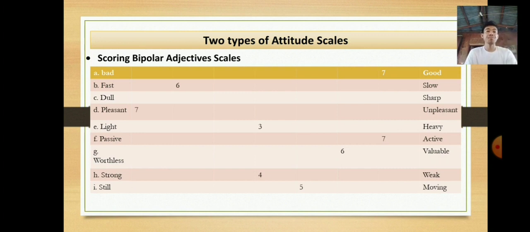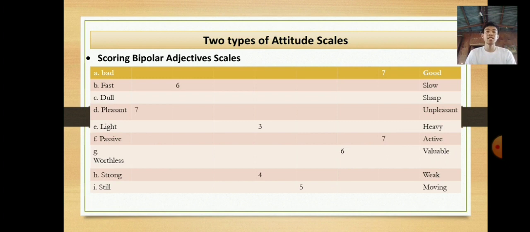Like earlier, with the negative and positive stated items, if it is positive stated, the points are higher. Good is 7, so this becomes 6, 5, 4, 3, 2, 1. But here in letter B, fast is the positive stated, so 7, 6, 5, 4, 3, 2, 1. As we can see here, pleasant is 7 also, and light is in the middle, 3.